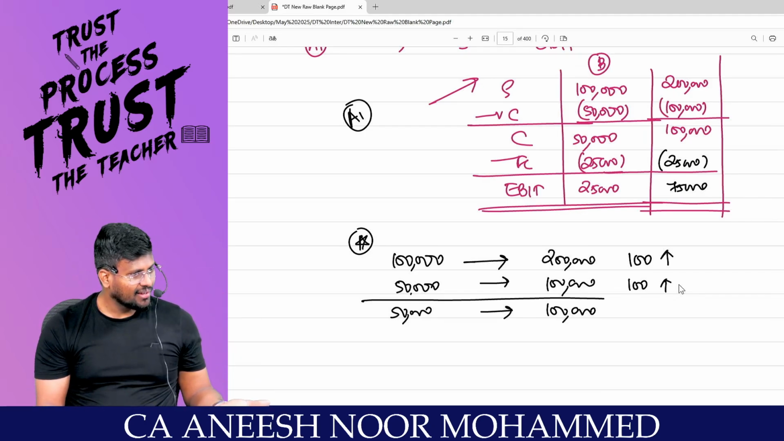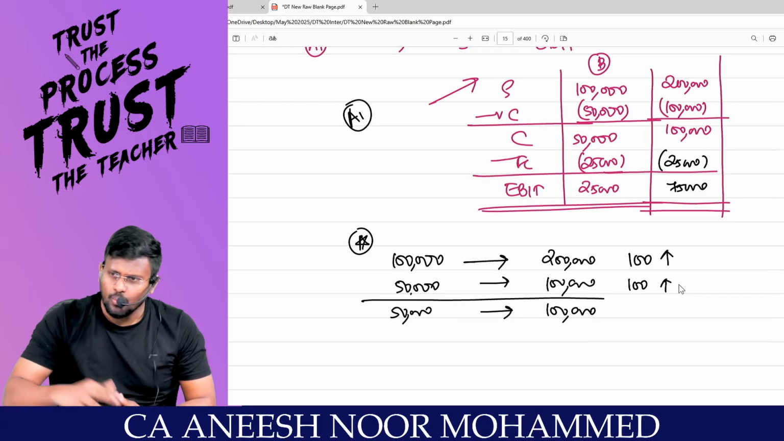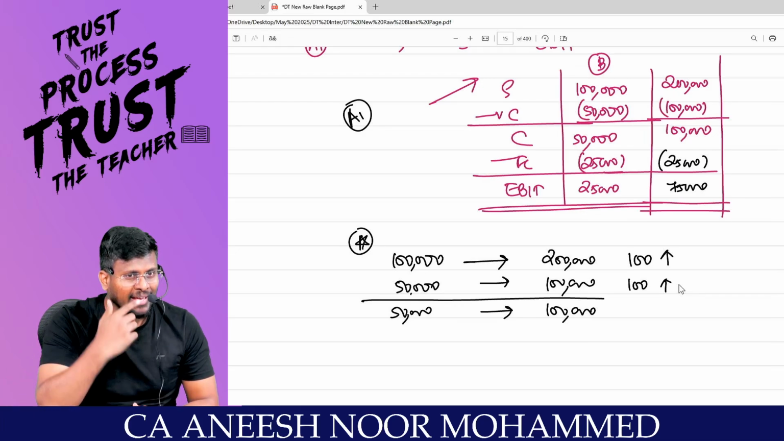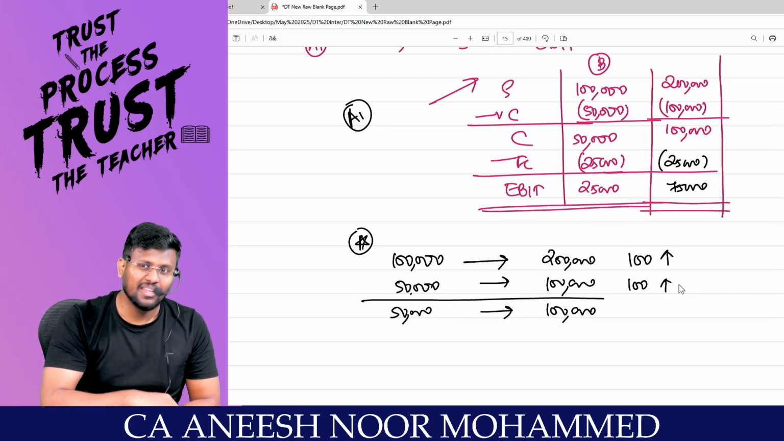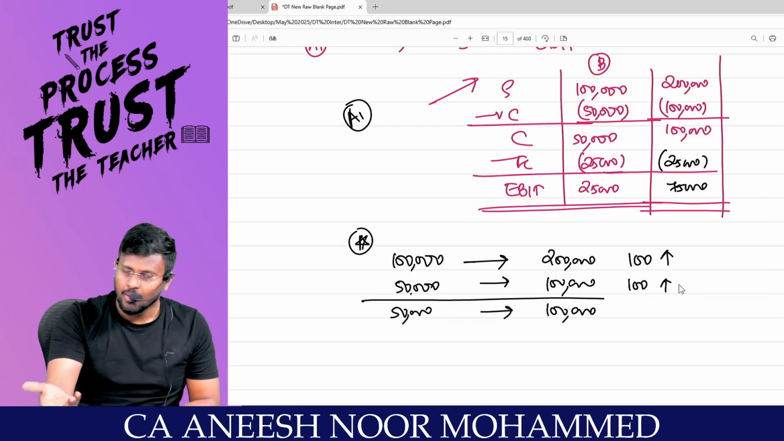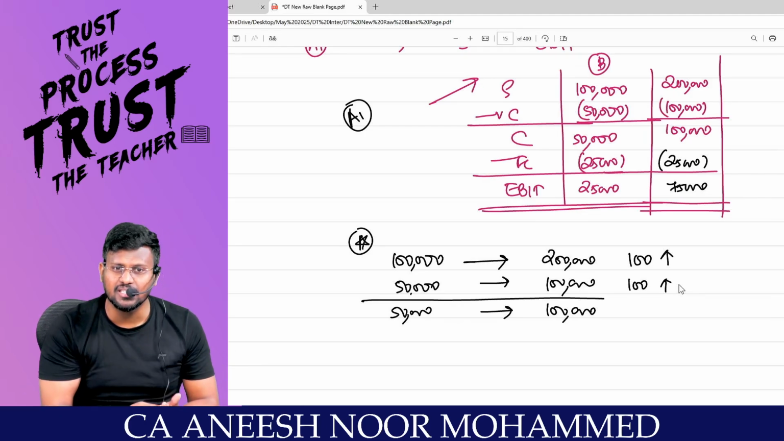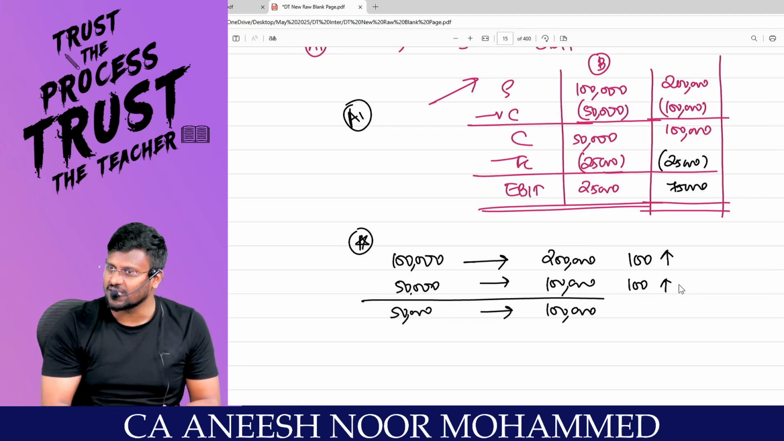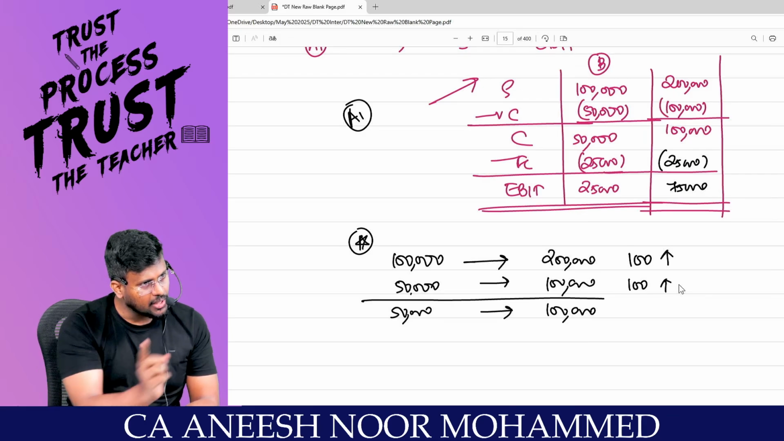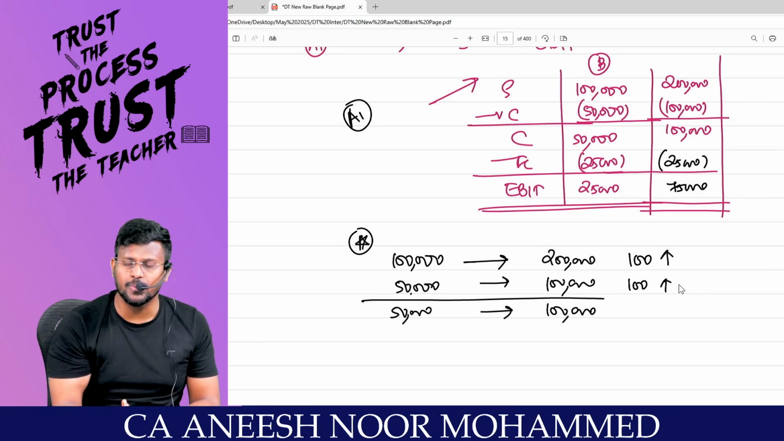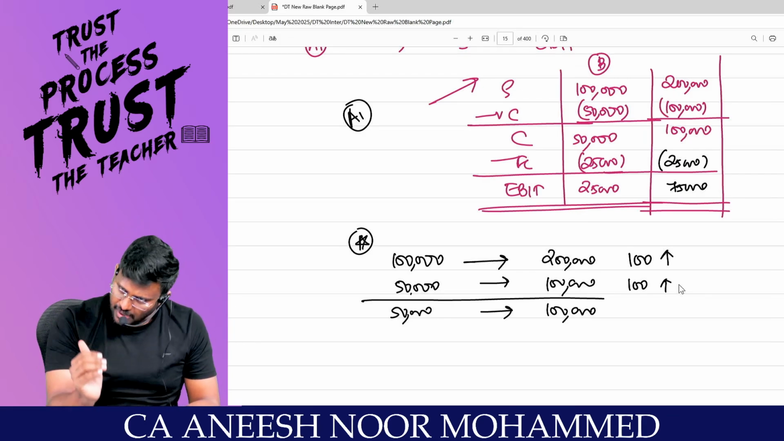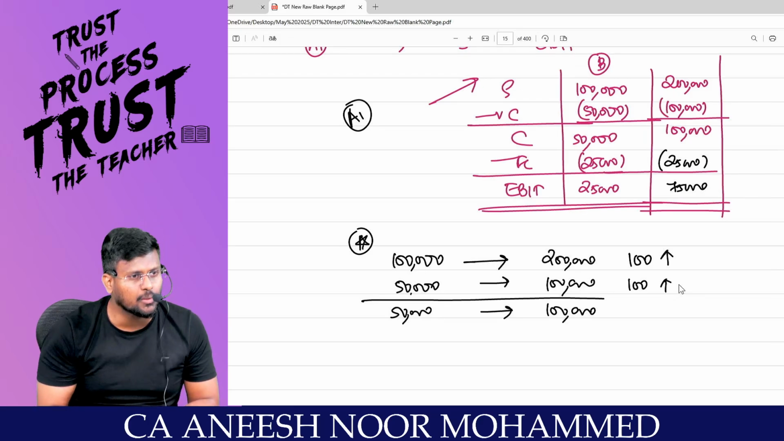Sales increased by? Variable cost also increased by? It has to be like that only, because if the sales increase, variable cost increases. Sales decrease, variable cost decreases. Hello sir, if sales increase by 100%, variable cost should also increase by 100%. If sales decrease by 100%, variable cost should also decrease by 100%. Comfortable?